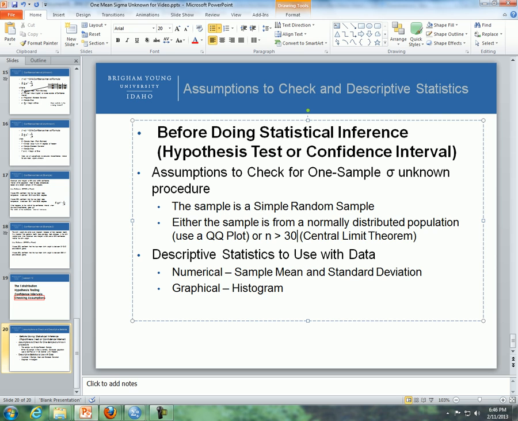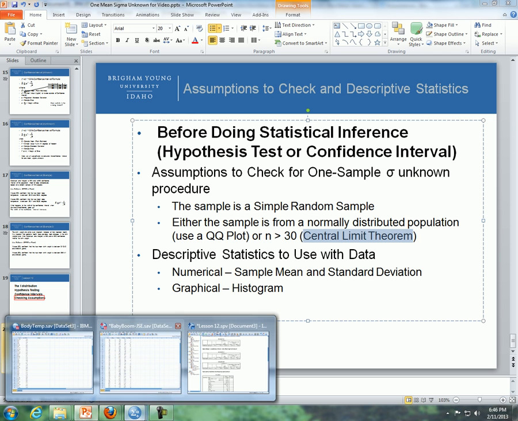So we check to see if the data is normally distributed, so we can assume that our population is normally distributed, or if we have a large sample size, we can apply the central limit theorem, which says that if we have a large sample size, then the distribution of sample means is normal. So if we have a large sample size, we would be fine. But if we don't, we can check a QQ plot.